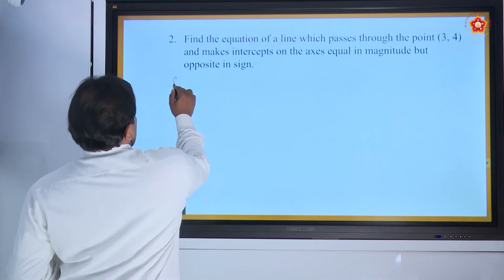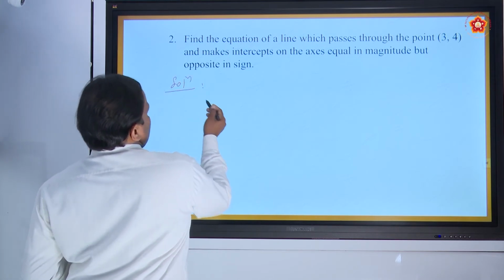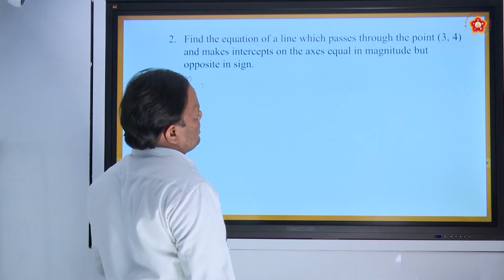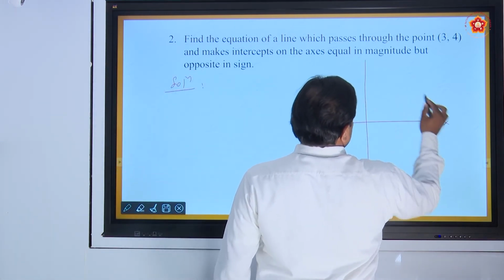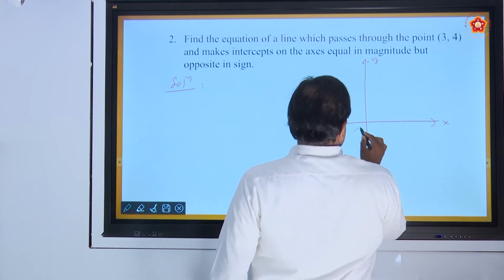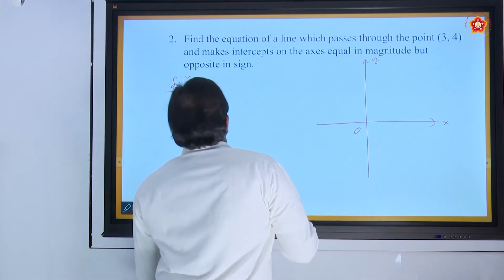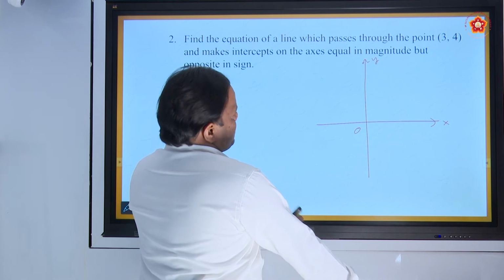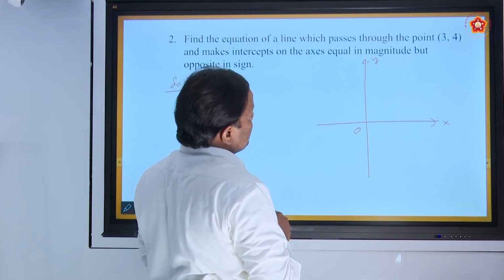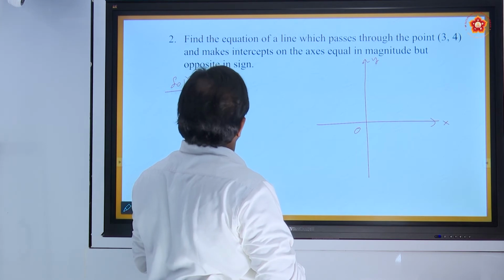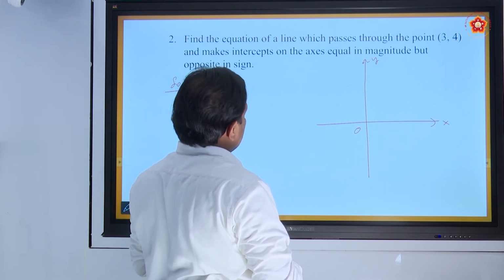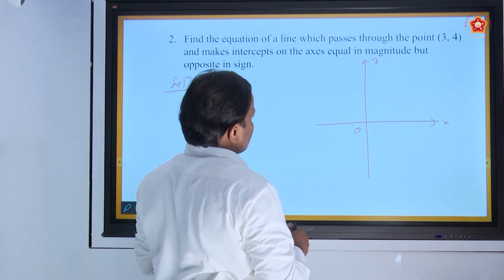What is given here? A little bit is given indirectly, meaning the x intercept and y intercept are not given directly here. So what is the question? In this type of question you have to draw the figure, so that it is easy to understand. Find the equation of the line which passes through 3 comma 4. Means the line is passing through 3 comma 4 and makes intercepts on the axes of equal magnitude but opposite in direction.